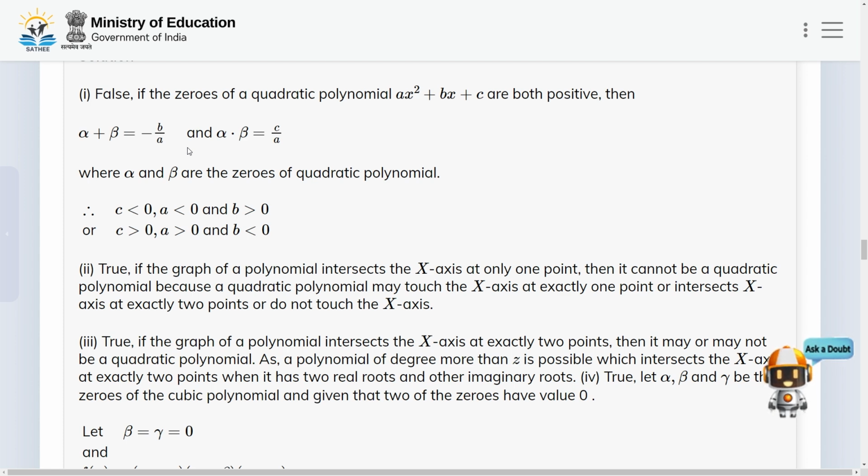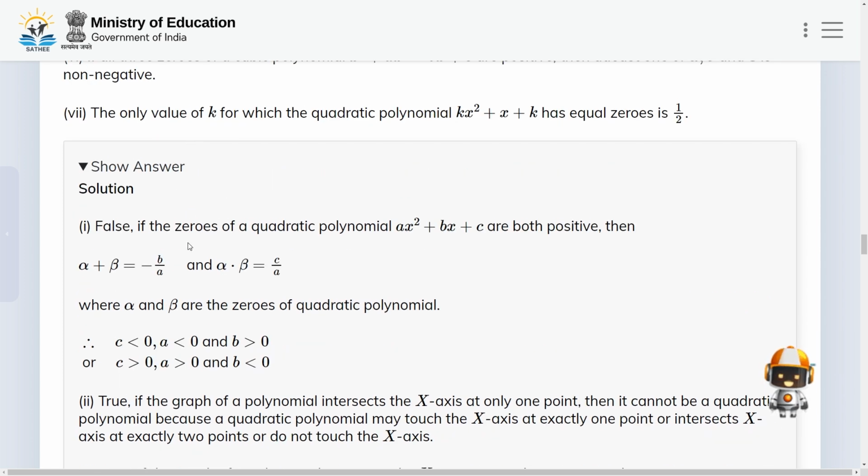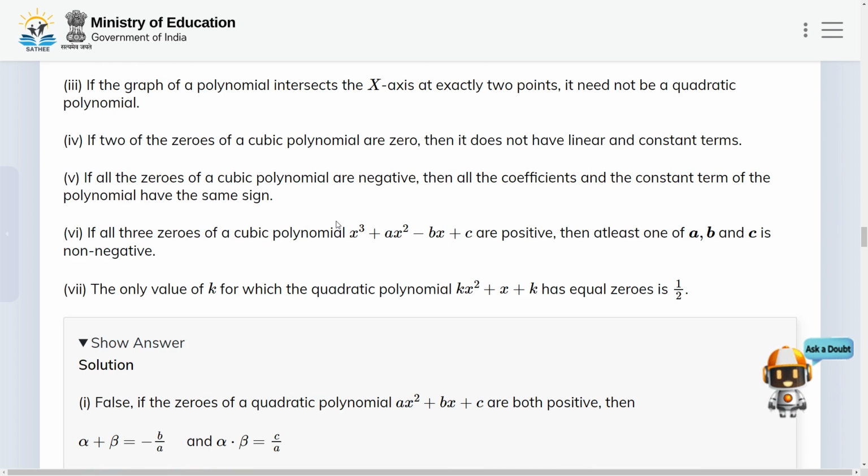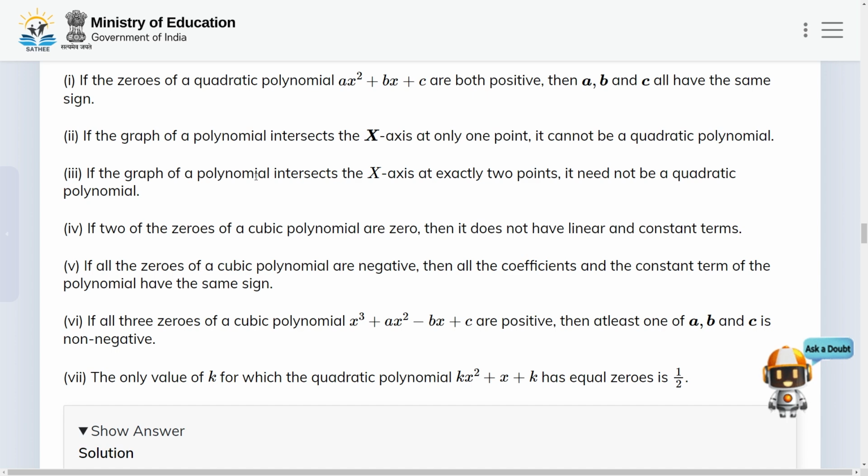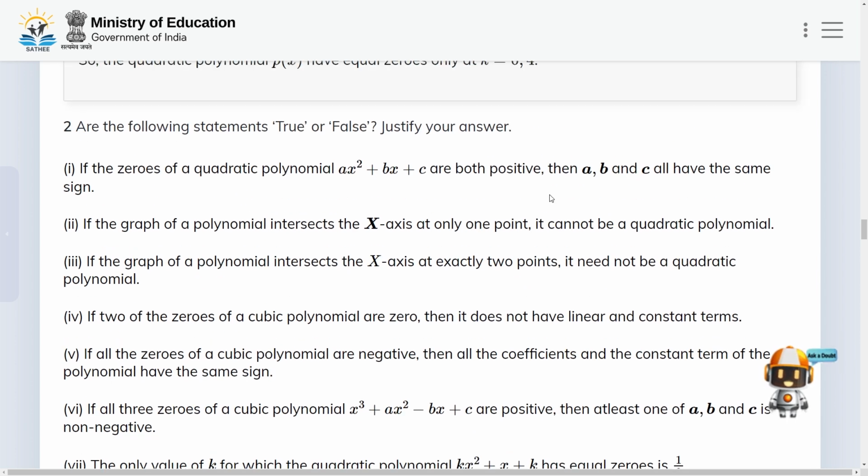Therefore c is less than 0 and a is less than 0 also, and b is greater than 0. Or c is greater than 0, a is greater than 0, and b is less than 0. So this statement, if the zeros of the quadratic polynomial ax square plus bx plus c are both positive, then a, b and c will have the same sign, is a false statement. Okay, so now let us see the next one.